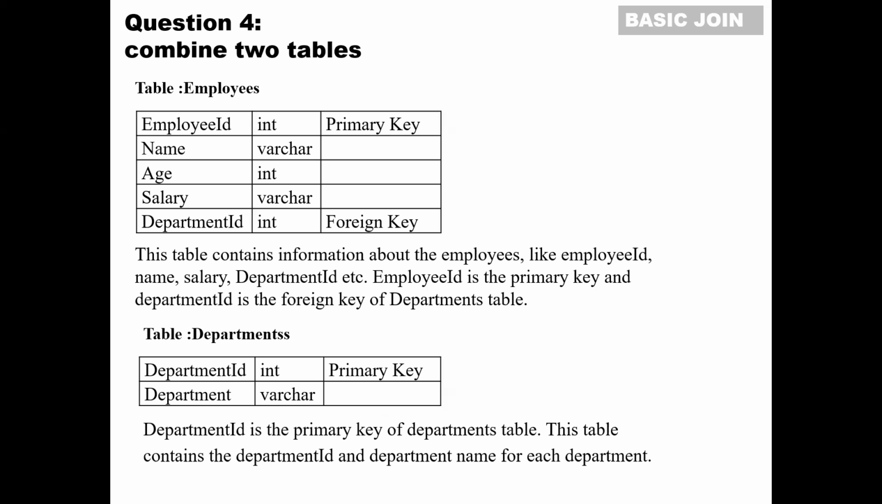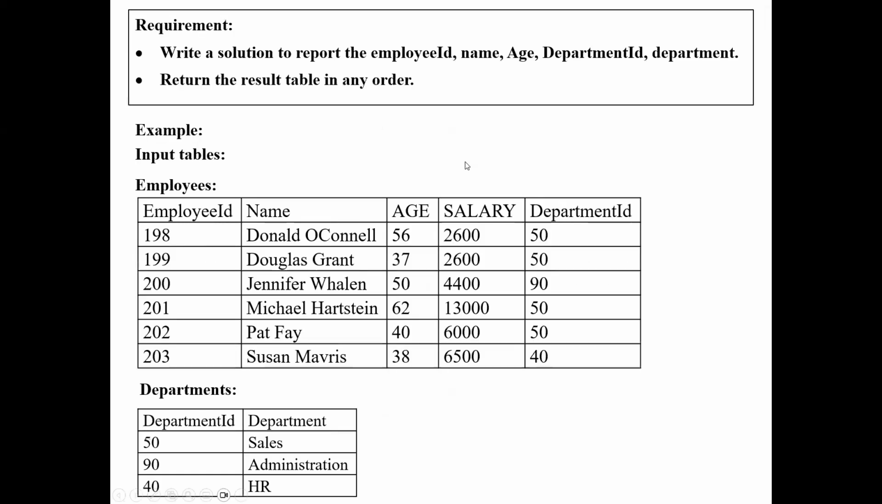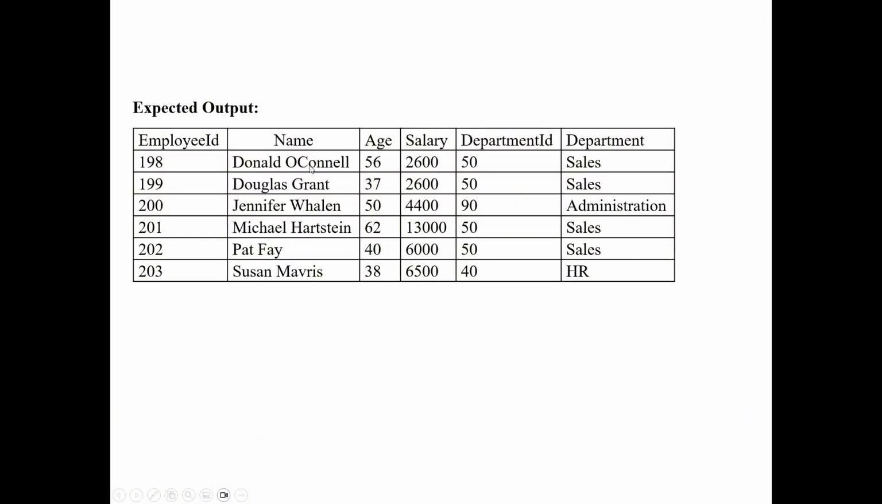Our goal is to write a SQL query that returns employee ID, name, age, salary, department ID, department name, in any order. Here's a sample of the input data. And here's the expected output. As you can see, we're combining each employee's info with their corresponding department name. To achieve this, we'll use an inner join to combine both tables on the department ID column.